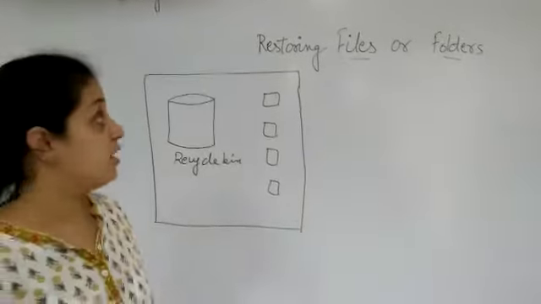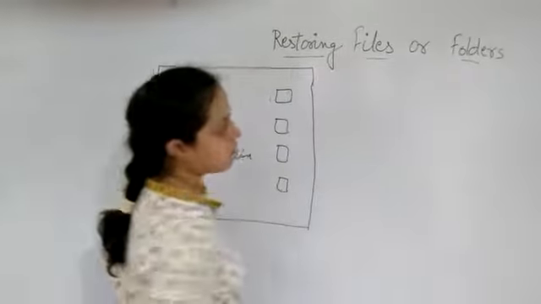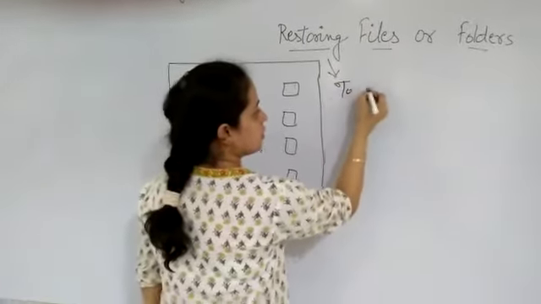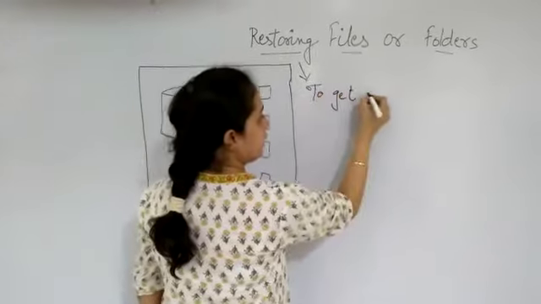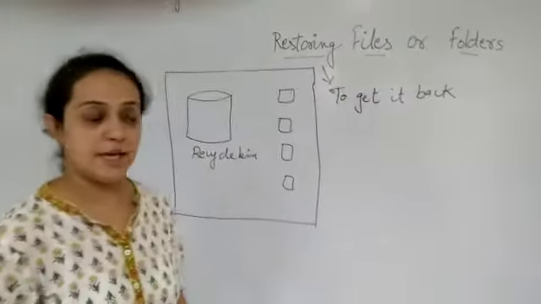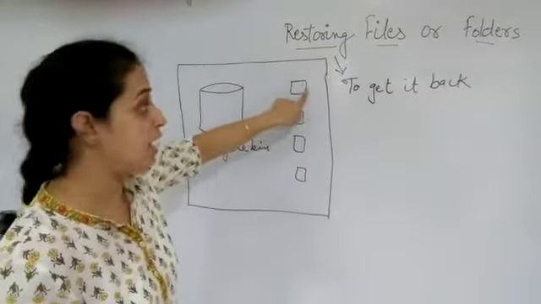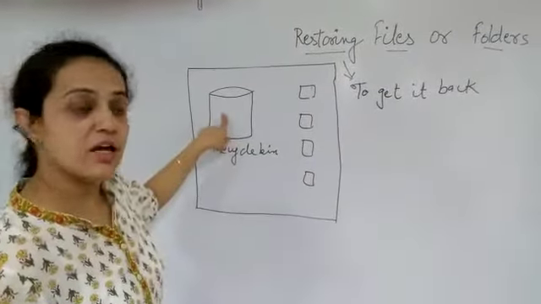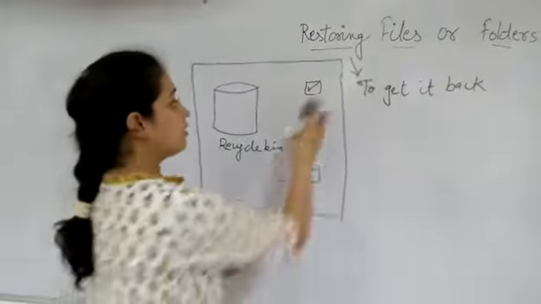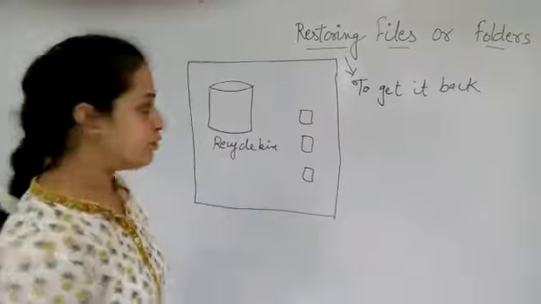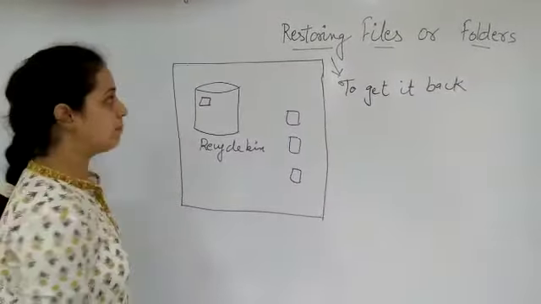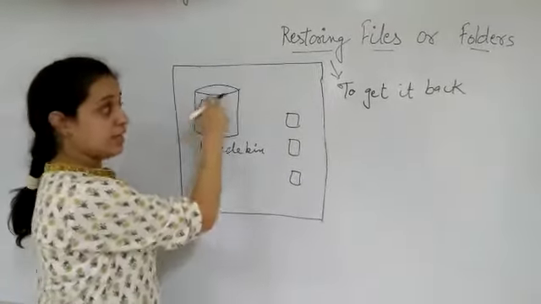Now next is restoring files or folders. Restoring means to get it back from the recycle bin. When you delete any file, then it goes into the recycle bin. Suppose I have deleted this file, then it is deleted from your computer system and then it goes into your recycle bin. Now I want to get it back.